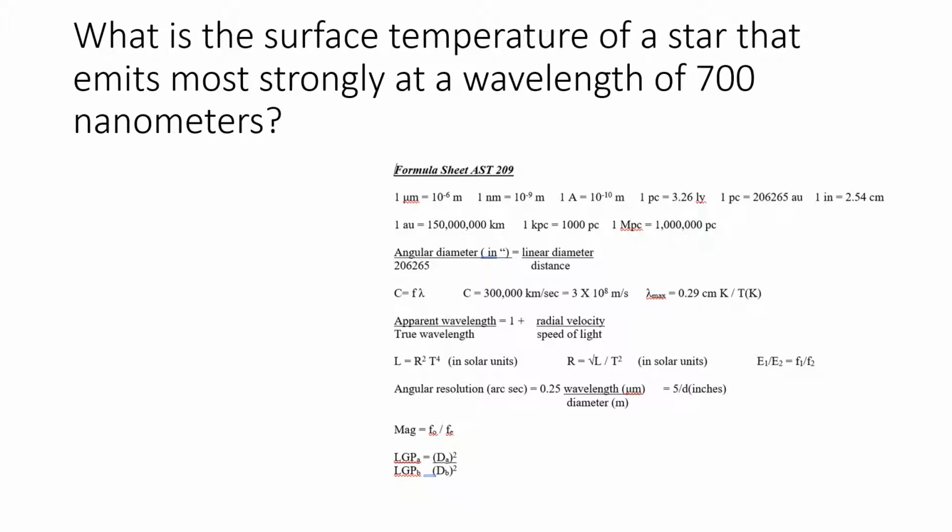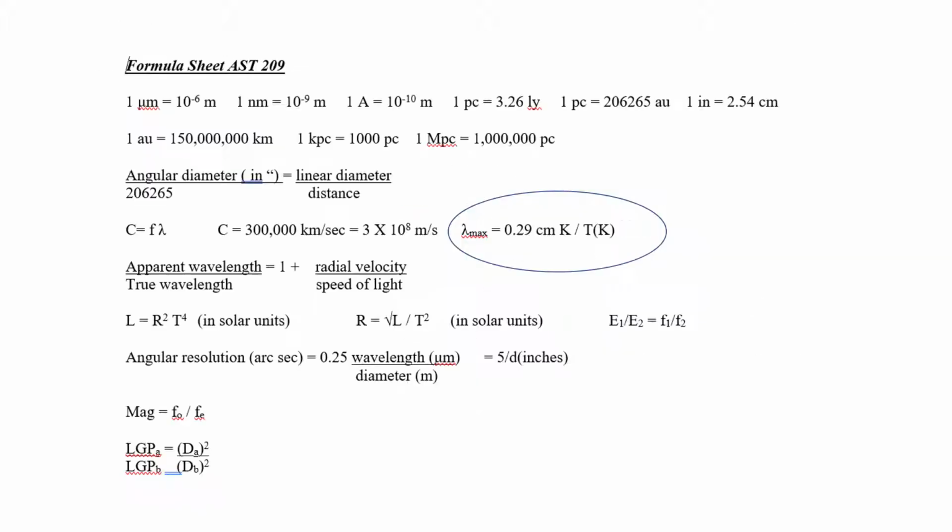There's only one on the formula sheet that meets that criteria, and that's Wien's law. You can see here circled, Wien's law has the wavelength of maximum emission or strongest emission on the left-hand side. You have on the right-hand side 0.29, which is a constant. The units are centimeters times Kelvin, and that is divided by the temperature in Kelvin, so that definitely relates wavelength to Kelvin, and that would be the right formula to use.